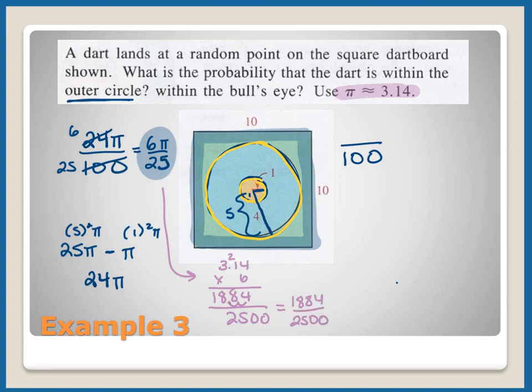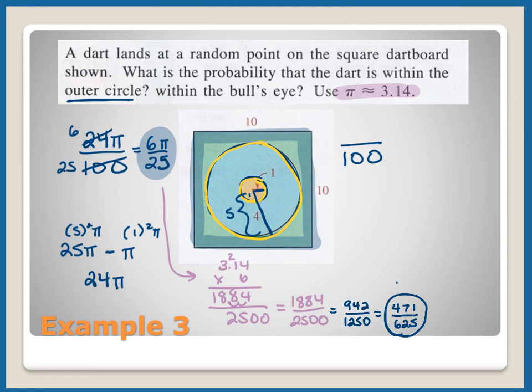So you can either move this twice and add on 2 zeros and then reduce it. So this would be 942 over 1250, which again we can reduce. That'd be 471 over 625. Or you can take that number, the 1884, and divide it by 2500.